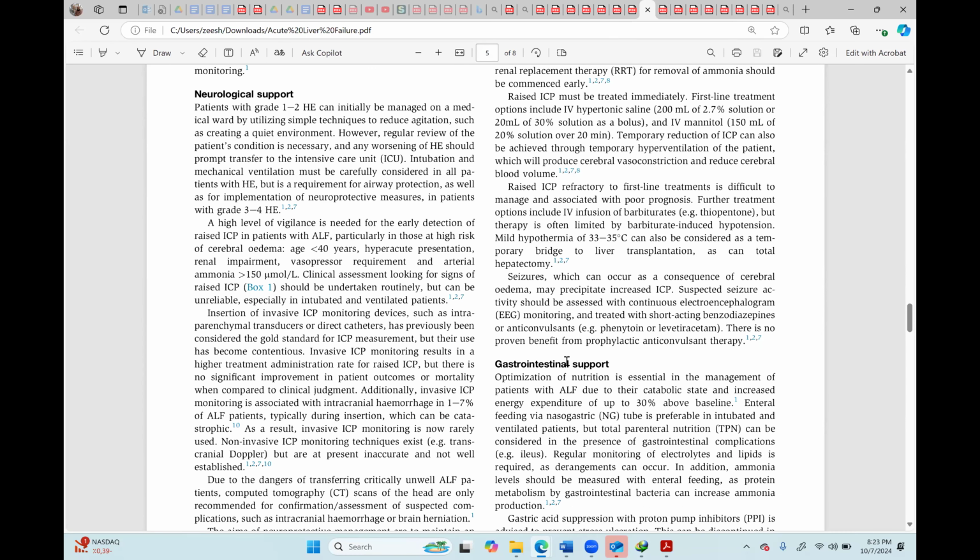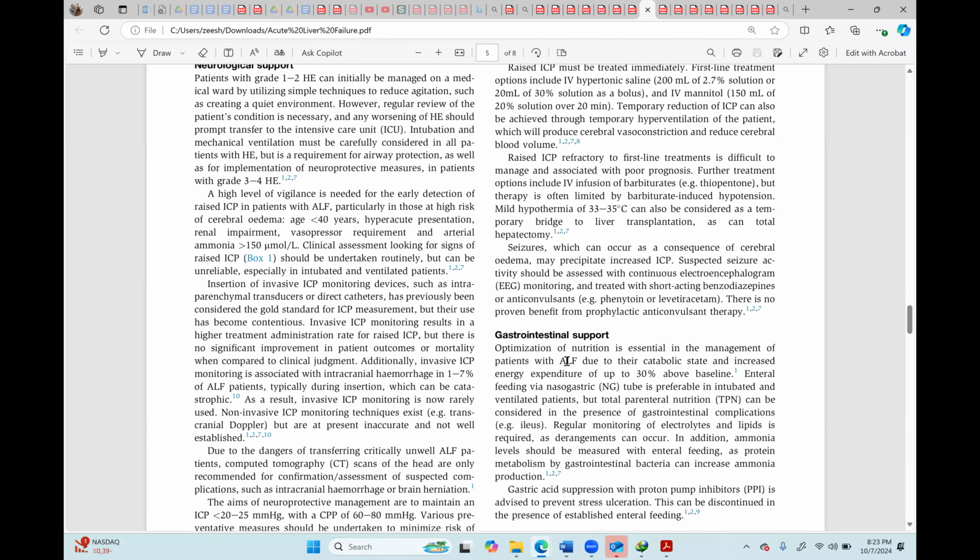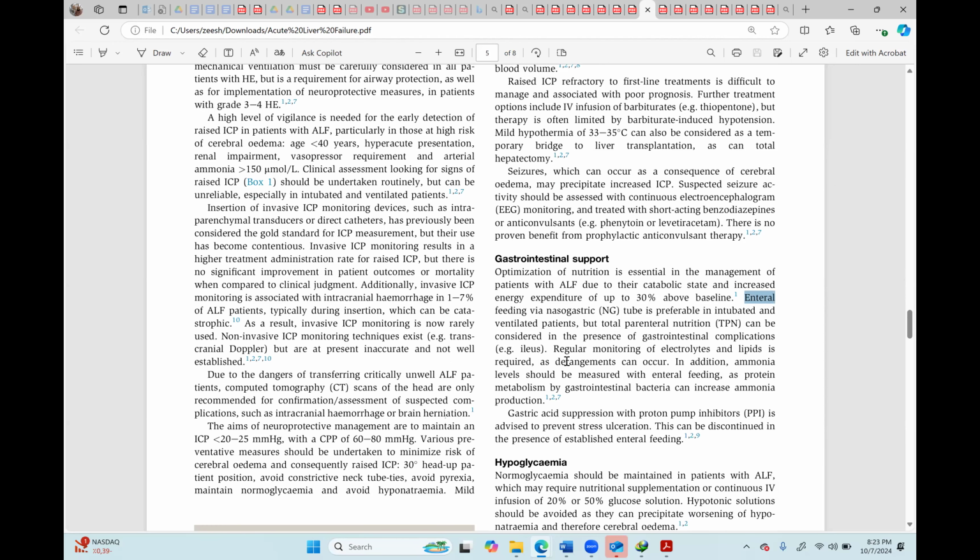ICP monitoring, they've told. I don't find anything very special. The NG tube will be placed carefully, and if there are GI complications, then they can consider TPN. Otherwise, whenever possible, it's better to have enteral nutrition.